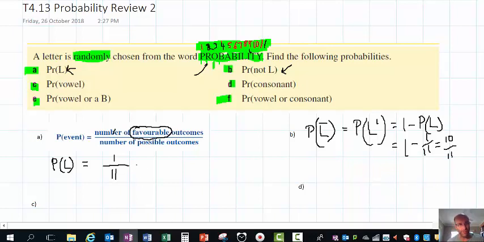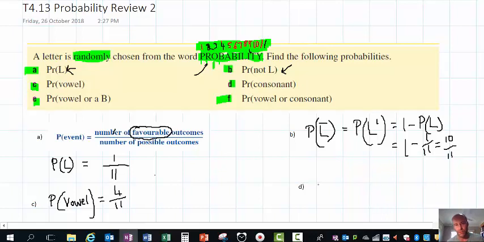The probability of a vowel. So remember your vowels and your consonants. The vowels are O, A, I, and a second I. That's 4 of them. So the probability of a vowel is 4/11.